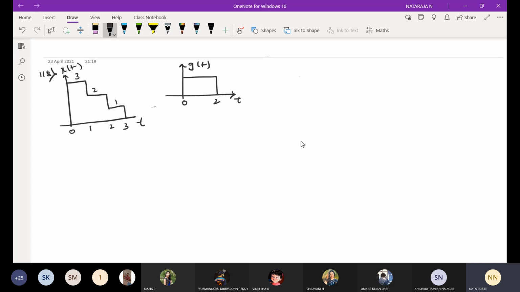What is g1 of t? See, it's very easy. x of t is from 0 to 1. g of t is from 0 to 2.